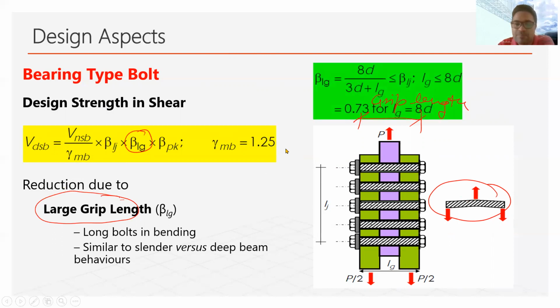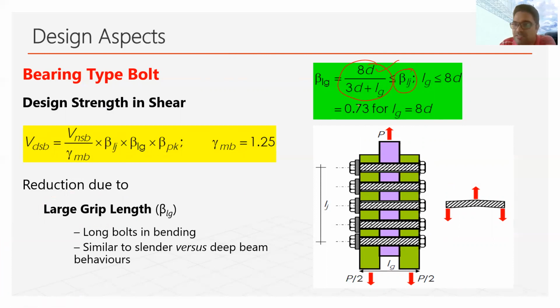And beta Lg can be calculated using this relation. All these relations are given in the IS code. So beta Lg is 8D by 3D plus Lg, and it should be less than or equal to beta Lj, which was for long joint, which I just discussed in the previous slide. And Lg should be less than or equal to 8 times D. So it should be less than beta Lj, as well as less than 8 times D.